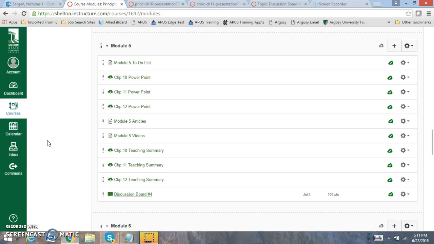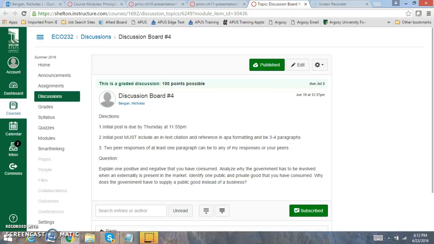For Module 5, you're going to be reading chapters 10, 11, and 12. You're going to be completing your work in Aplia, and you're going to be completing discussion board number 4. With discussion board number 4, you're going to be focused on the following criteria. You need to make sure your initial post is submitted by Thursday.